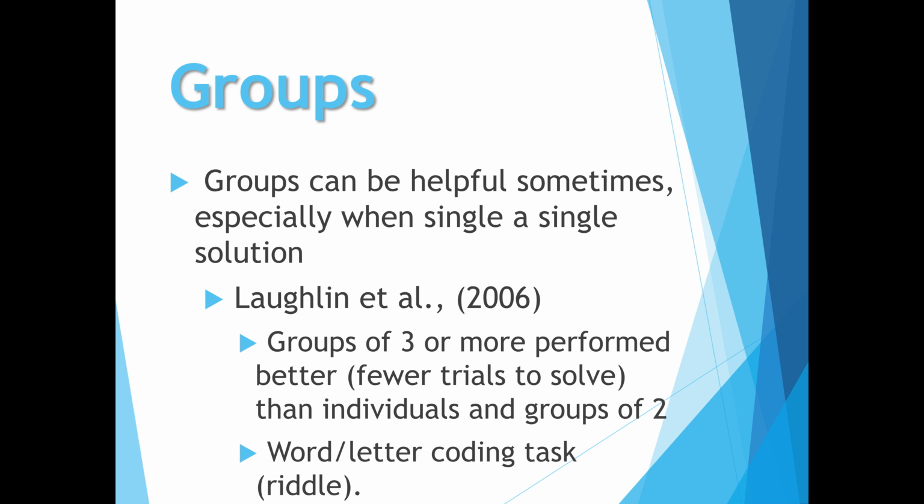Now, what the researchers found is that groups of 3 or more people performed better than individuals or groups of 2. Even with 3 people compared to 3 individuals, the group performed better than those 3 individuals working individually. The dependent variable was performance, based on the number of trials. And so these groups had fewer trials to solve this riddle.